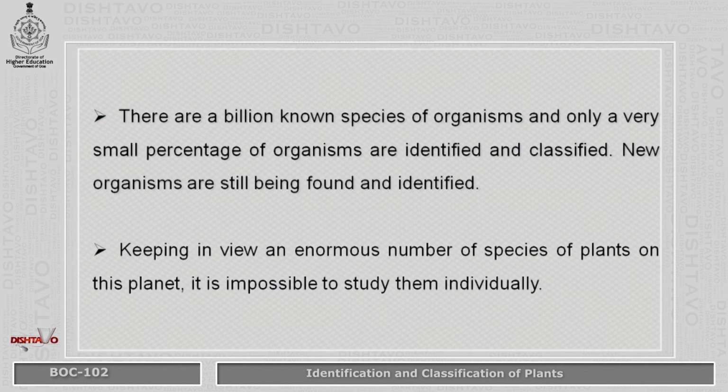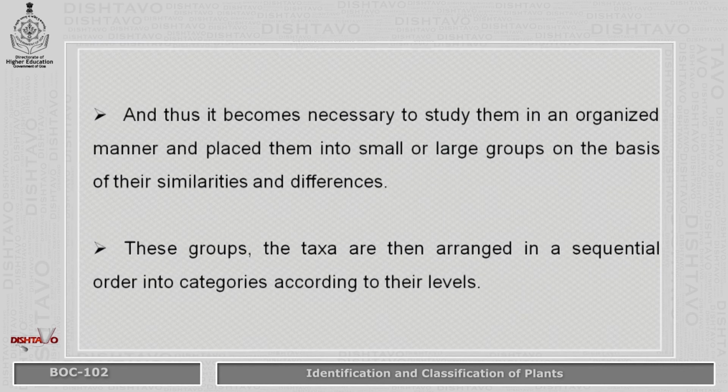If you see on this Earth's surface, there are billions of known species of organisms, and only a very small percentage of organisms are identified and classified. New organisms are still being found and identified. Keeping in view this enormous number of species on this planet, it is impossible to study them individually. Thus, it becomes very necessary to study them in an organized manner, and place them into small or large groups on the basis of their similarities and differences. And this is exactly what classification does.